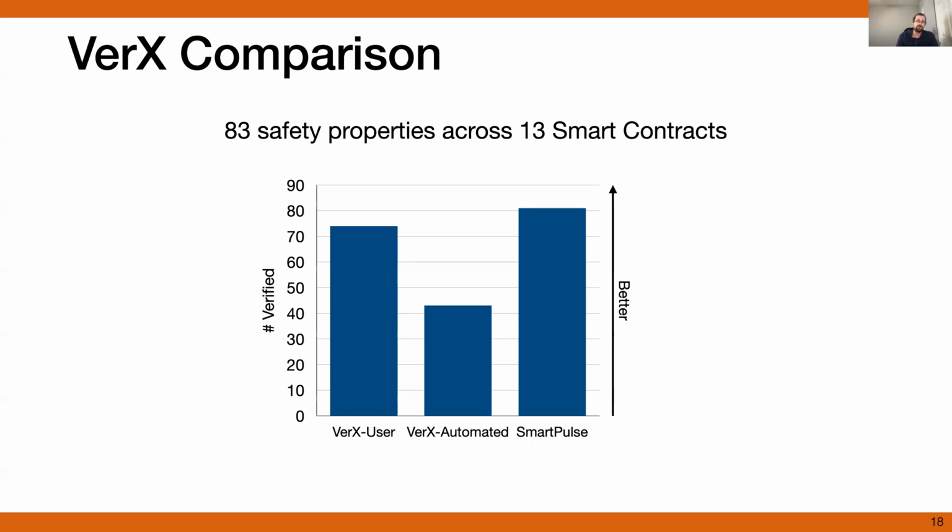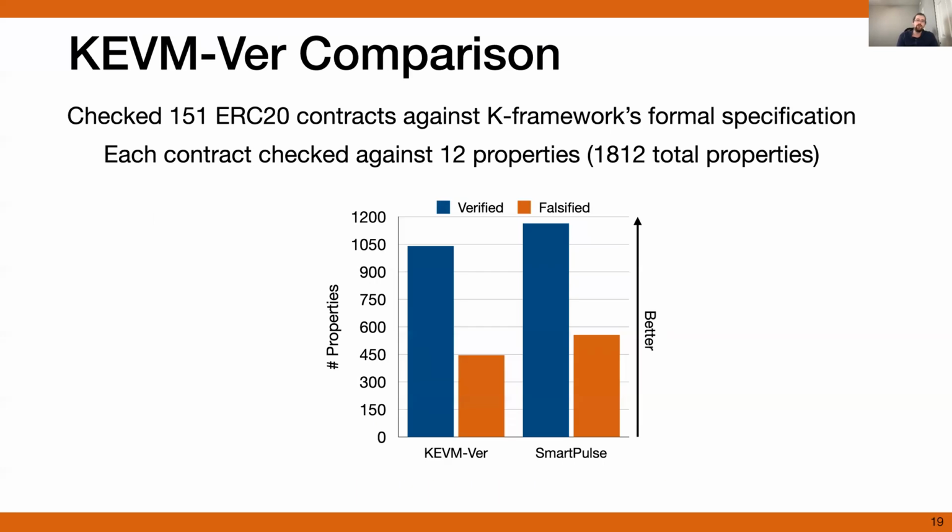And we found that SmartPulse was able to verify more properties than both the version of VerX that uses user-provided predicates and VerX without any user-provided predicates. So SmartPulse is able to verify more properties in similar time. In addition, when we evaluated against KEVM, we checked 151 ERC contracts using KEVM's formal specification of the ERC20 contract. The formal specification contained 12 properties, and so we checked a total of 1,812 properties.